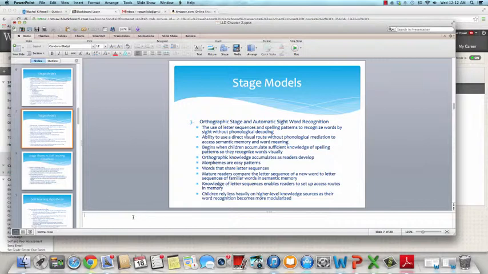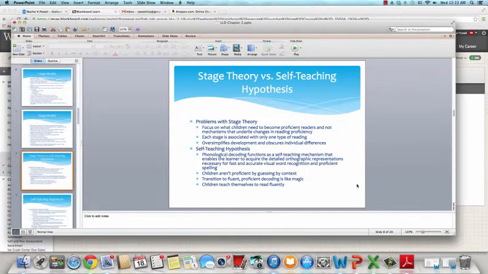So how do readers get to that point? That moves us into the stage theory versus self-teaching hypothesis. So the problem with stage theory is it focuses on what children need to become proficient readers and not the mechanisms that underlie the changes in reading proficiency. There's a wide range of what readers are doing at these different stages.